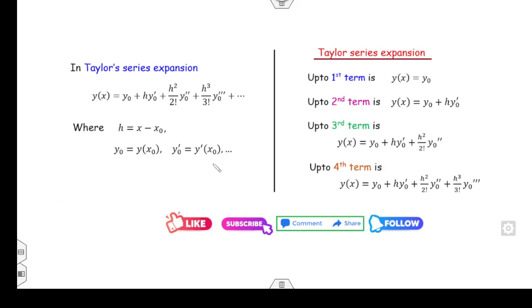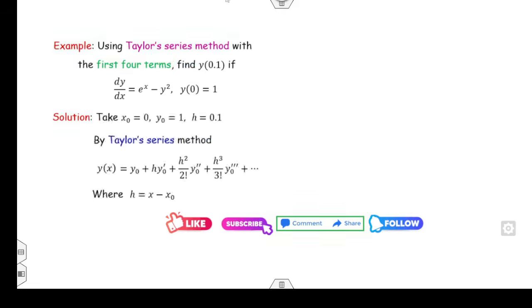Fine. So now in this example your target is to express up to the 4 terms. That means your target is to find up to the third derivatives only. Fine. So let's start this again. x0 is 0, y0 is 1, h is 0.1. So my target is to find up to the 3 derivatives only. So the second derivative and third derivative only.